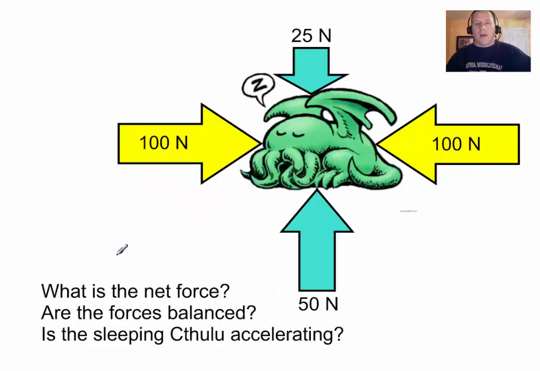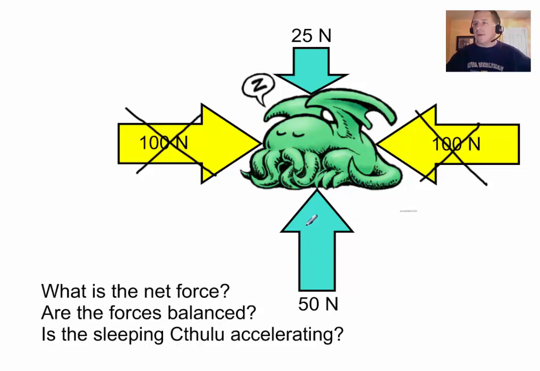All right. How about this situation? It's a little more complex. We have 25 newtons going down, 50 newtons going up, 100 newtons going to the right, 100 newtons going to the left. Well, these 100 newtons balance out. So these are balanced forces. We don't have to worry about these. So is he accelerating to the left or to the right? No. Now let's look at the up and down direction.